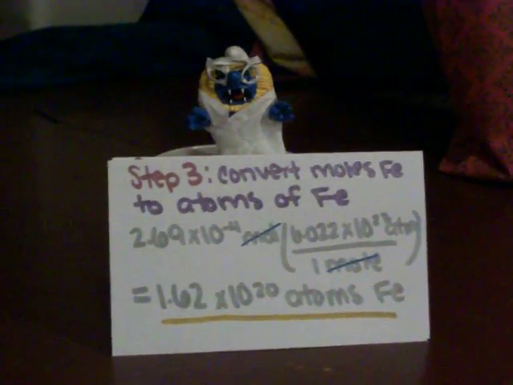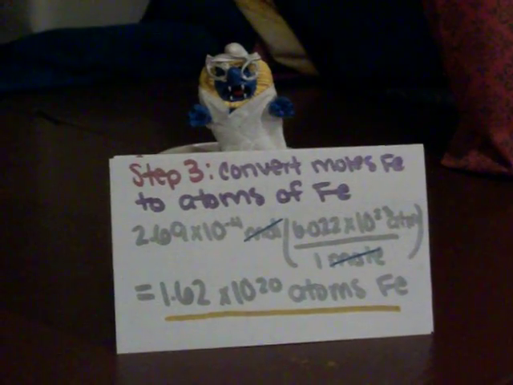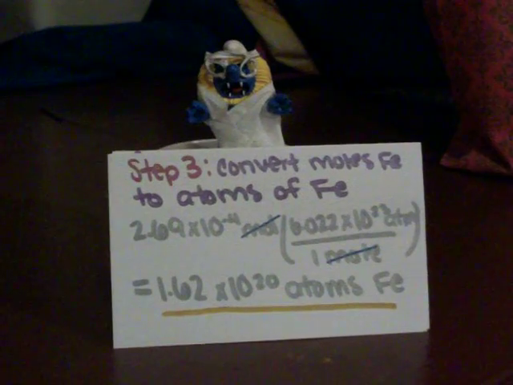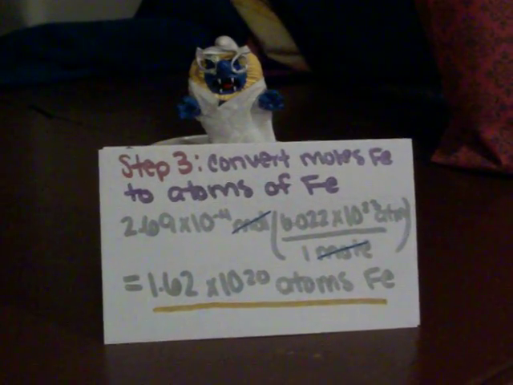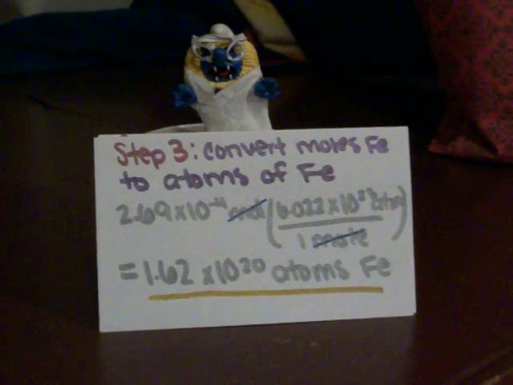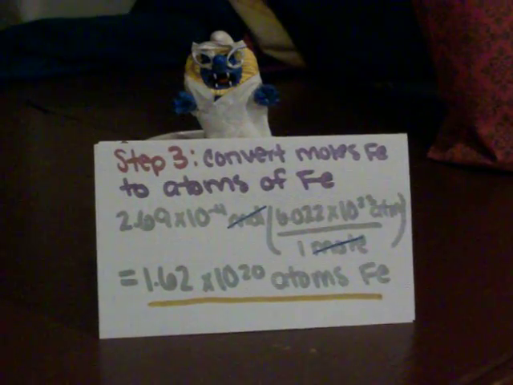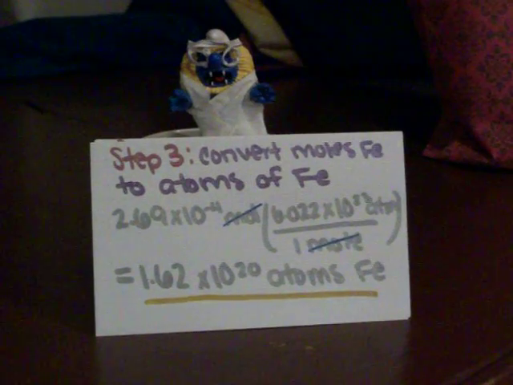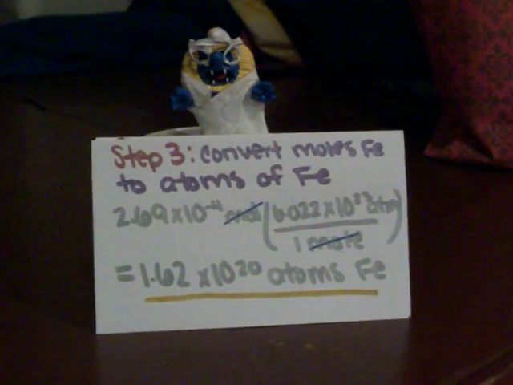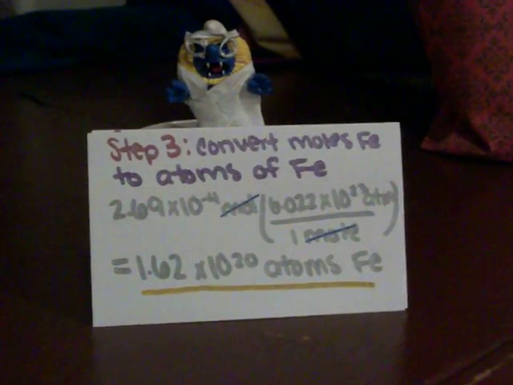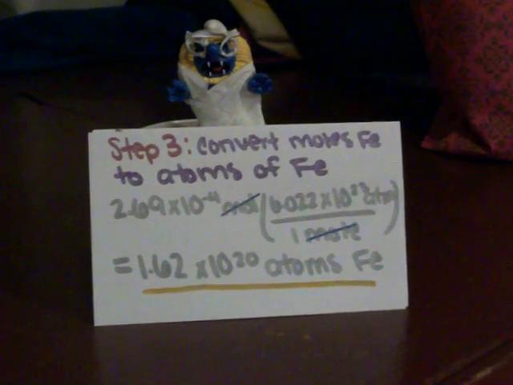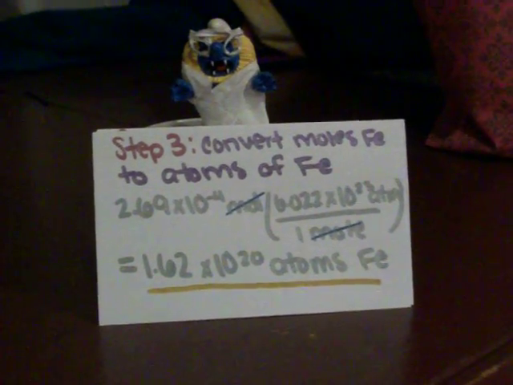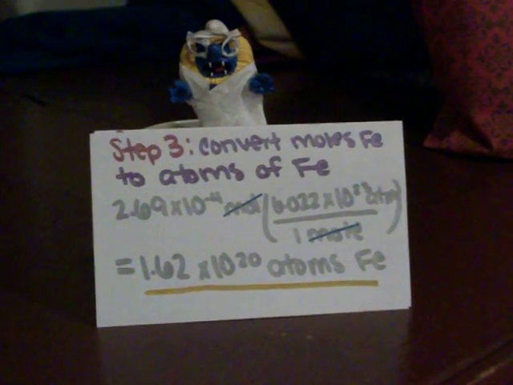Step 3. We're going to convert moles of iron to atoms of iron. We'll do this by multiplying 2.69 times 10 to the negative 4th moles by Avogadro's number, which is 6.022 times 10 to the 23rd atoms. We'll put that over 1 mole, and moles cancel out, giving us 1.62 times 10 to the 20th atoms of iron. Any questions so far? Alright, we'll move on.